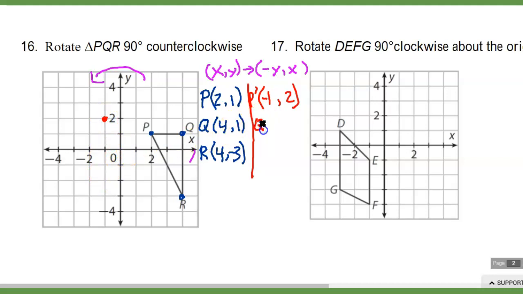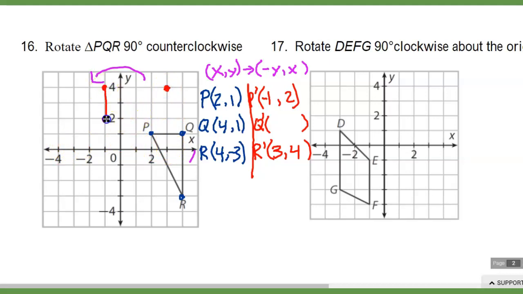And just repeat that process. So Q prime, transpose 4 and 1 would be 1 and 4, and then take the opposite of the y. So negative 1 comma 4, which is up here. There we go. And lastly, R prime. So we'll have negative 3 comma 4, take the opposite. So I have 3 comma 4. There we go.